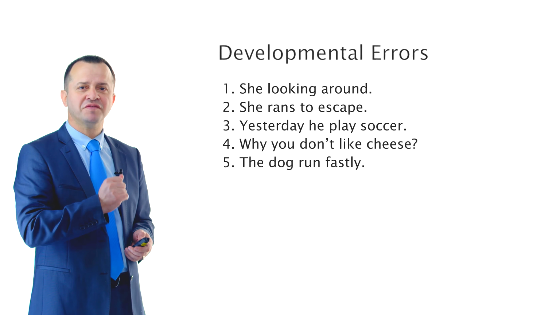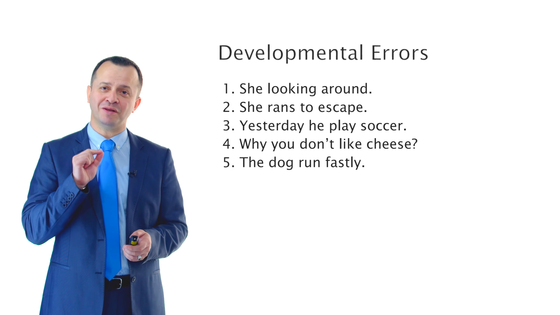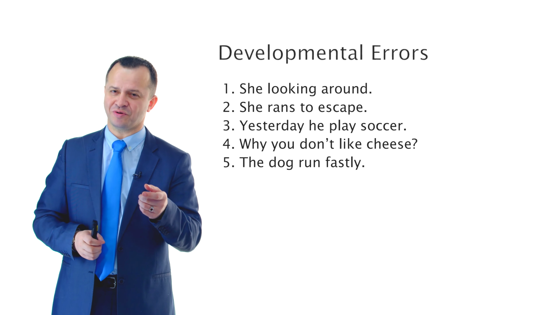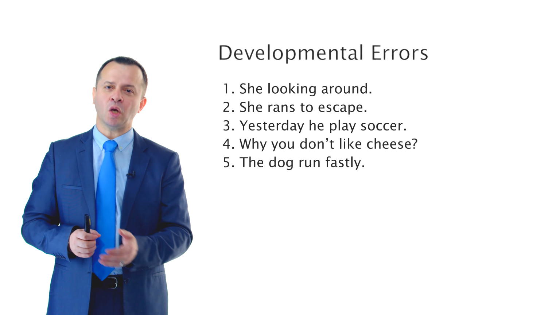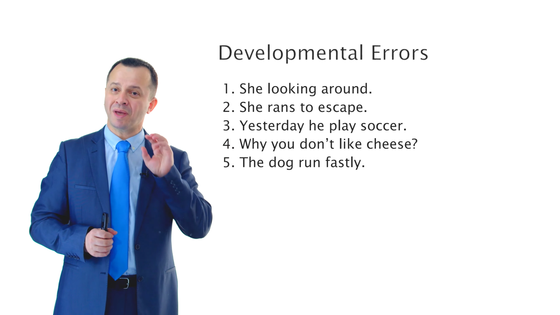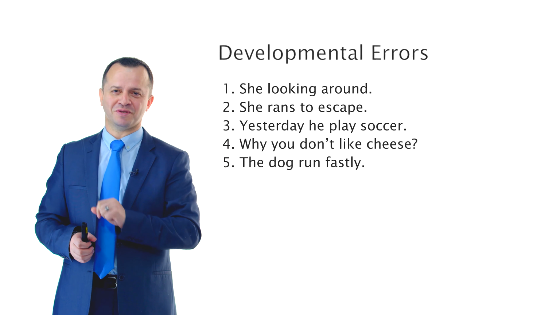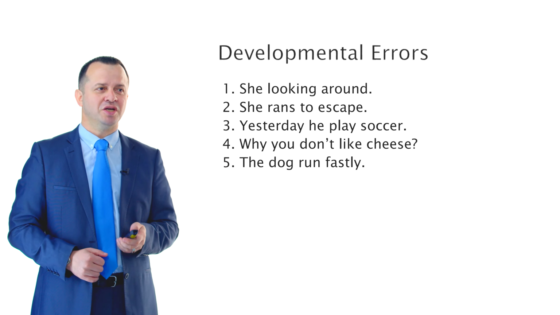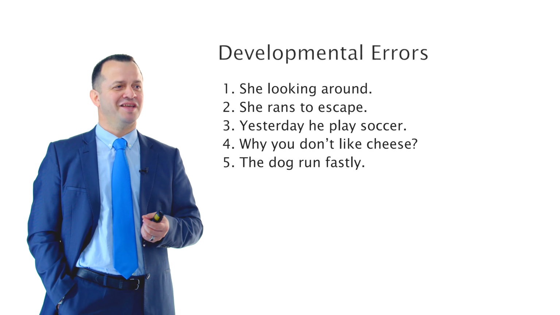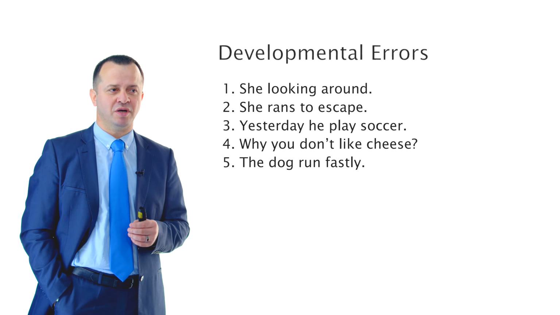We have 5 sentences, and now I'm going to show you how most of the learners will make a mistake. So while you are using a longitudinal method throughout the year, you may predict for the next coming year what type of errors your learners will make. Okay: she looking around, she runs to escape. Yesterday, he played soccer. Why you don't like cheese? The dog ran fastly.